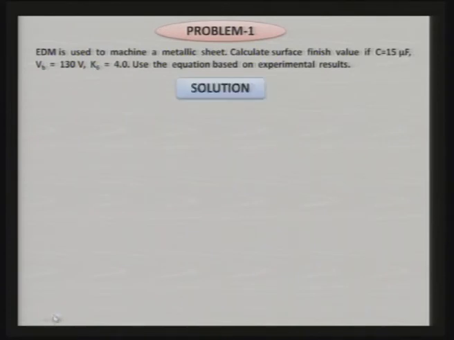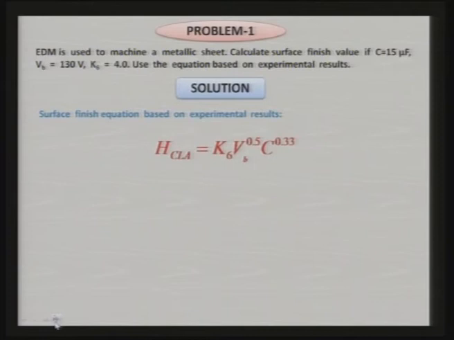Problem 1 is very simple. Let us see what it says. EDM is used to machine a metallic sheet. Calculate the surface finish value if C, the capacitance, is 15 microfarad, breakdown voltage is 130 volt, and constant K_6 is 4. Use the equation based on experimental results. The surface finish equation based on experimental results is as follows: HCLA is equal to K_6 V_V raised to power 0.5 and C raised to power 0.33.